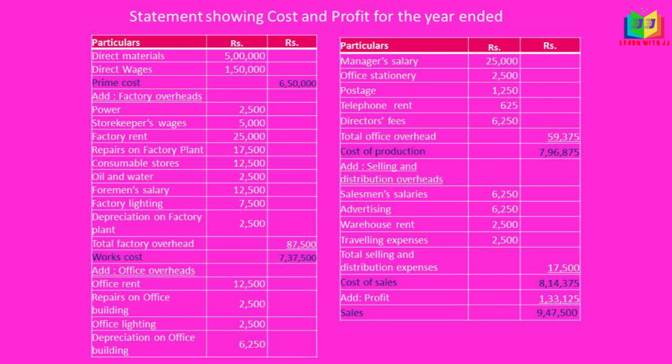I hope now you can easily solve this cost sheet problem with the details of various overheads. The thing is that you should be able to classify the overheads. You should know how to classify the factory and office and administration and selling and distribution. If you are able to classify these three, you can easily solve this cost sheet problem without any difficulties.